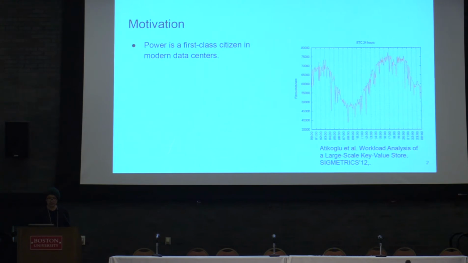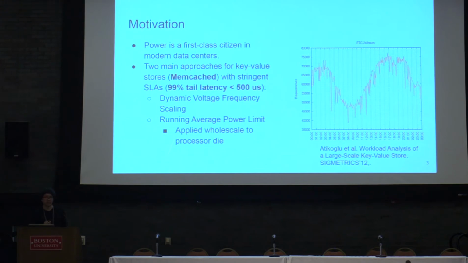So we know that power is a first-class citizen in the cloud, and for a class of applications like in-memory key value stores, one result they showed was that if you were to plot the request rates over time in a day, there's a kind of diagonal pattern where during certain times you have less load on your in-memory key value stores. And they found that you can try to save some power during this time by mainly changing the frequency on the processors.